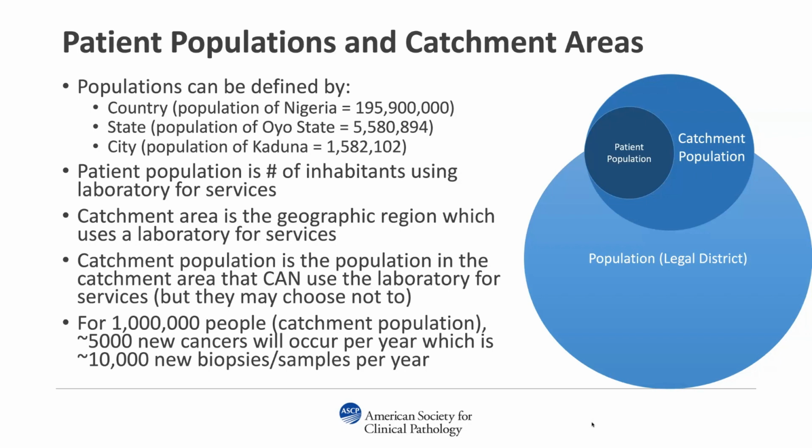The patient population, excuse me, is the number of those inhabitants that are using the laboratory for services. So note in our Venn diagram on the left, we have the population, which is that legal district. And then we have this dark blue circle of patient population, many of whom are in that population, but you note that they're not all in that population. We'll talk about that in a second.